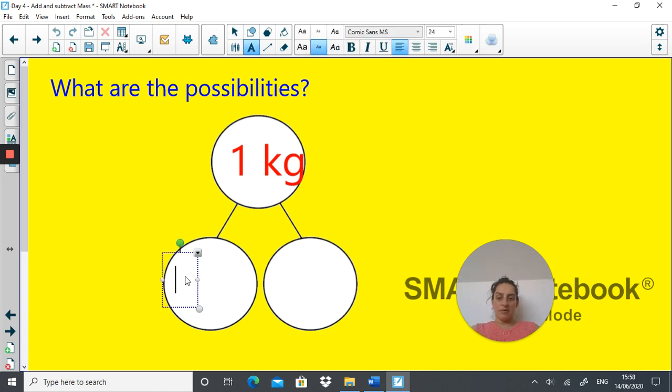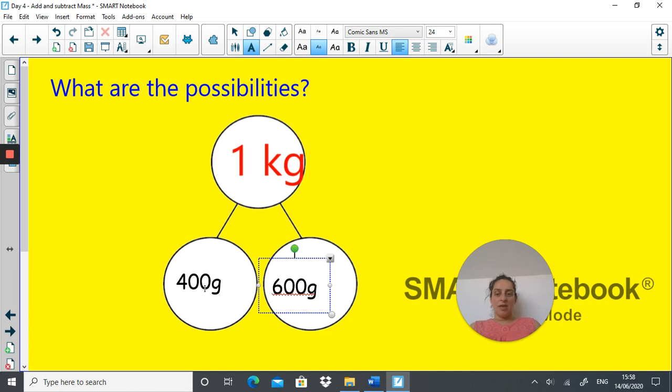So we could have 100 grams and 900 grams. That's a possibility. Or we could have 400 grams and 600 grams. So 400 grams plus 600 grams equals 1,000 grams, which is a kilogram. Or we could have 700 grams plus 300 grams equals 1,000 grams, which equals a kilogram. That will also be correct.